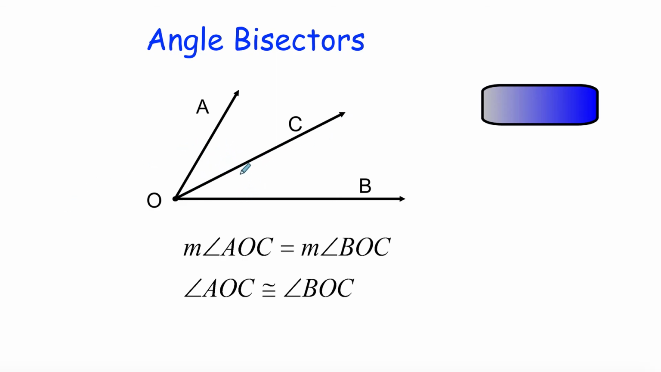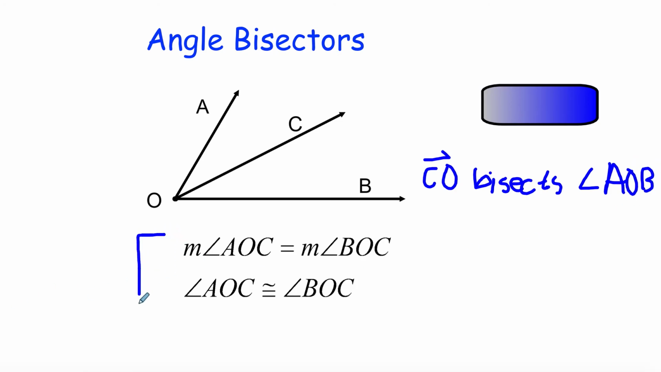So if CO, which is a ray right here, if we were to say CO, the ray, bisects the angle AOB, then we know that both of these statements are true. The measure of angle AOC is going to be equal to the measure of angle BOC, right? And that should make sense to you. If this perfectly cuts this angle in half right there, then we know that these two angles should be equal.